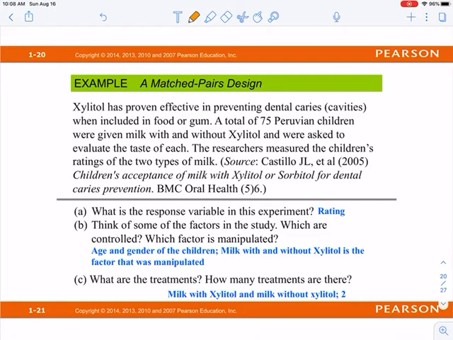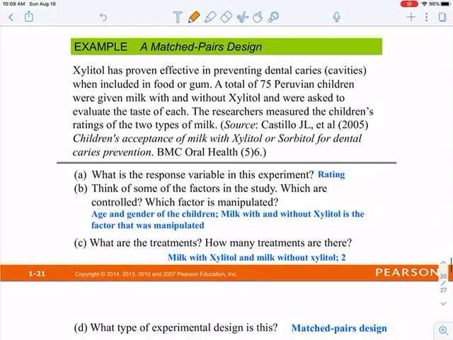Okay, so let's take a look again. We talked about this milk with xylitol example before, so it's going to be that same example again. Xylitol has proven effective in preventing dental cavities when included in food or gum. A total of 75 Peruvian children were given milk with and without xylitol and were asked to evaluate the taste of each. The researchers measured the children's ratings of the 2 types of milk. For part A, what is the response variable in this rating? Again, the response is whether the kids like it or they don't like it.